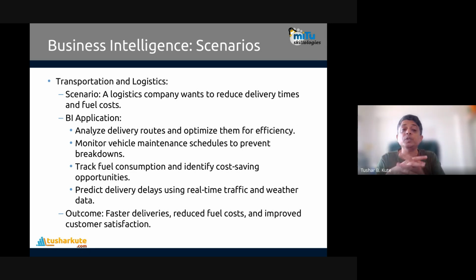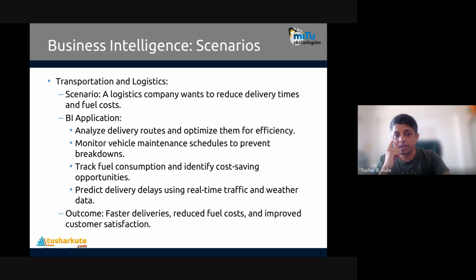So what can BI tools do? First, they can analyze the delivery routes and optimize them for efficiency. Just like Google Maps, which provides the path requiring the least amount of time. The algorithm is optimized for time. We can also optimize for distance. At what time, if you are going through the highways, the least fuel is required is probably possible to predict.